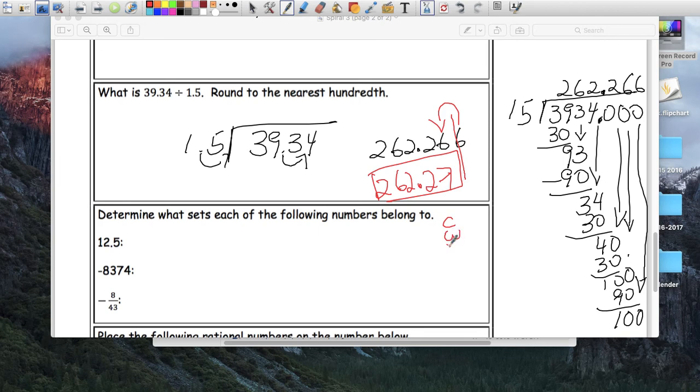The sets. Remember we have the counting numbers, the whole numbers, the integers and the rationals. So 12.5 is not counting, it's not whole, and it's not an integer, it's just rational. Negative 8,374 is not counting, it's not whole, but it is an integer. And it's rational. Negative 8.43 is not a counting number, it's not a whole number, it's not an integer, it's just rational.